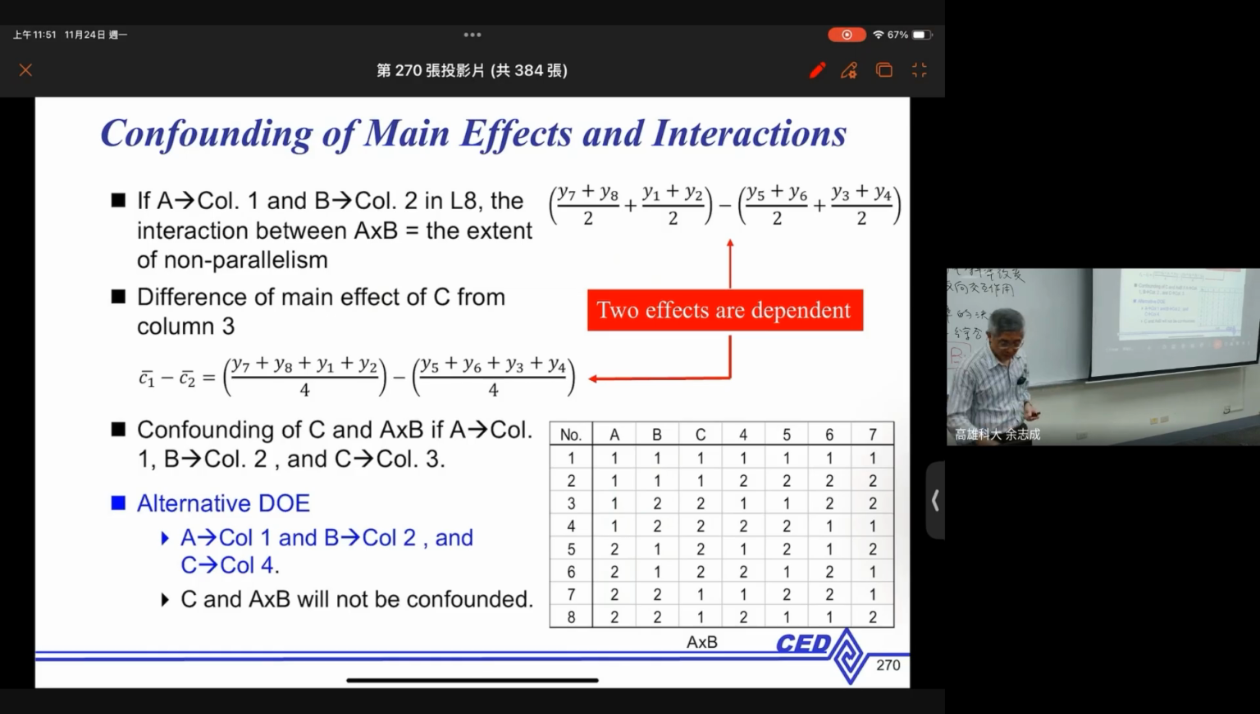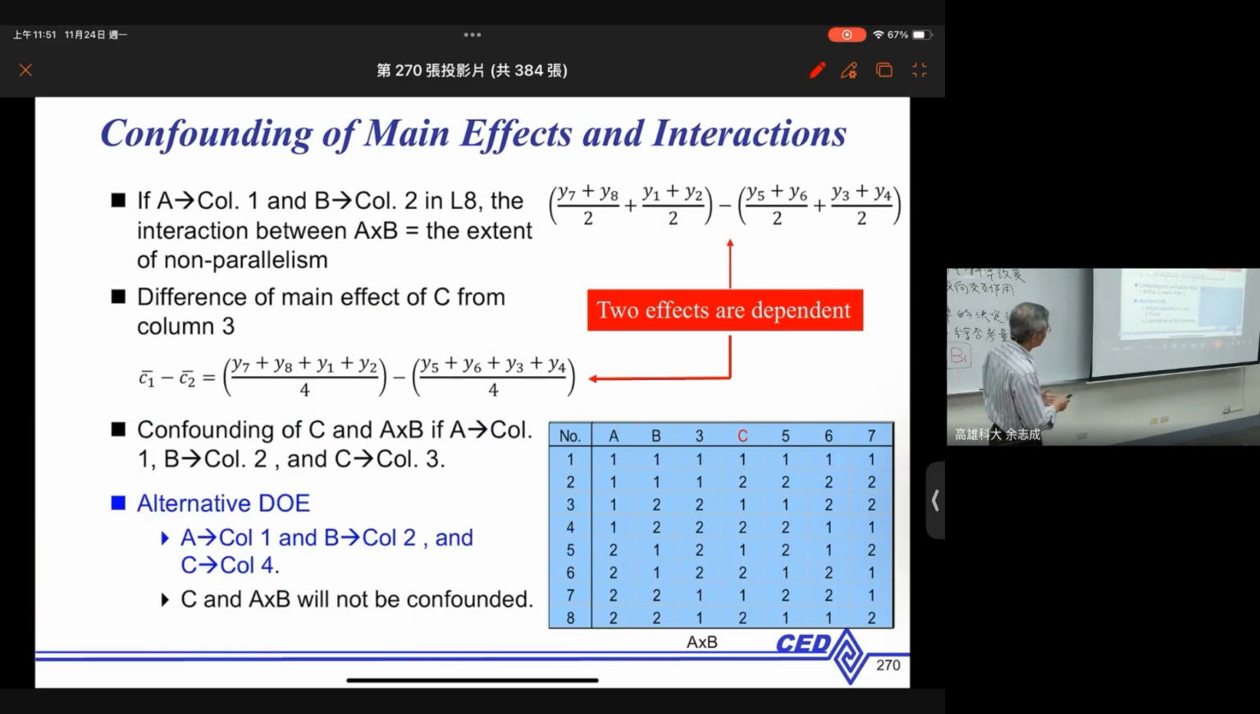Okay, so this is the trick. If you make a different arrangement, we don't want to put C in column 3, we put it in a different column, then we can avoid this kind of confounding. Since AB will confound with any factor assigned to column 3. Since column 3, you can see 1, 2, 7, 8 minus 3, 4, 5, 6. So if you assign any factor to column 3, when you estimate the main effects, you have a similar equation to the interaction AB.